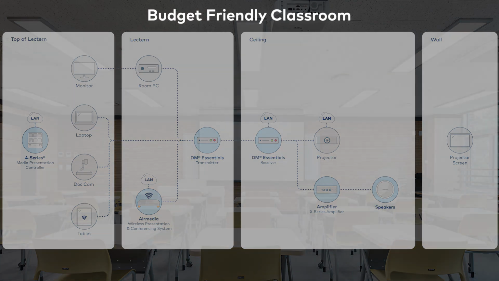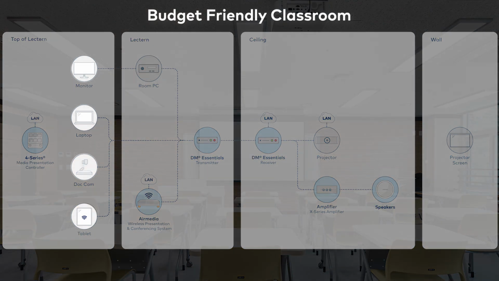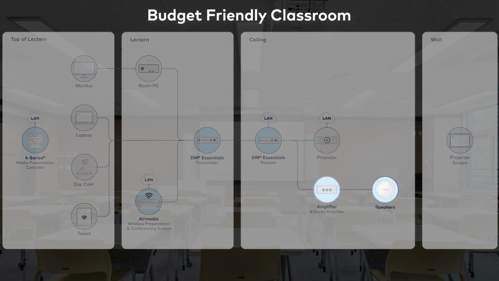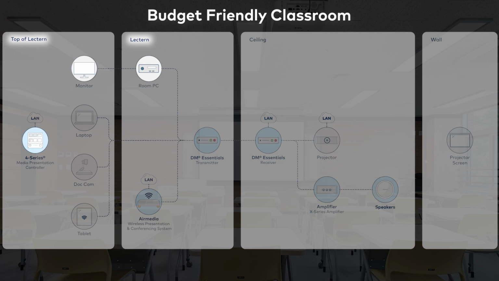Think of a basic classroom with 3 to 4 video sources, which the instructor will want to switch between. Maybe it needs an amp and a couple of speakers for playback audio, and a projector to display the video content. We have an instructor's lectern here, which shows a button panel controller and a few sources such as a room PC with a local monitor, a document camera, maybe a guest laptop, and one other wired source, or even an Air Media for wireless presentation.